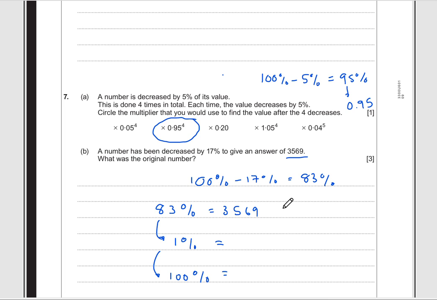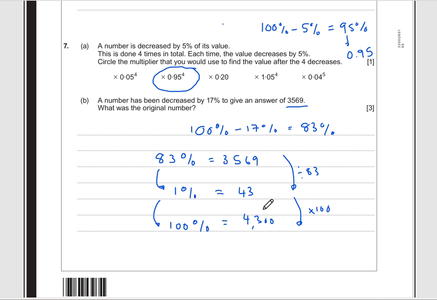Okay, so to go from 83 down to 1, we're going to divide by 83. So 3,569 divided by 83, that's going to give me 43. And then to scale it up to 100%, I'm going to multiply by 100, which is going to give me 4,300.